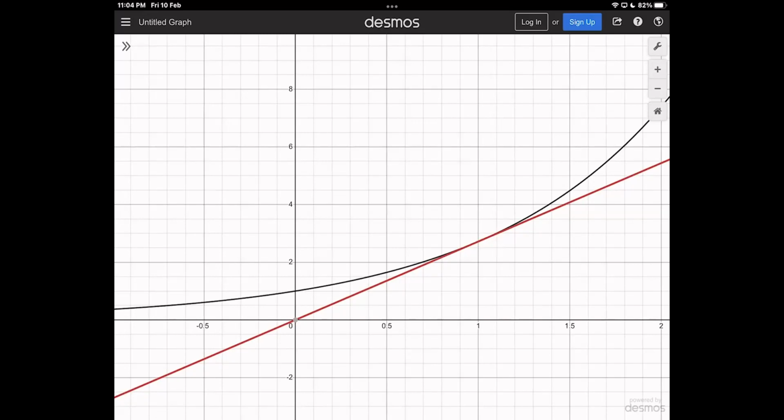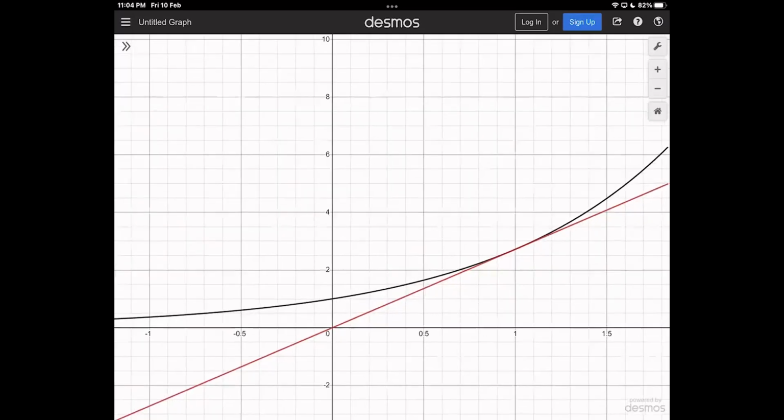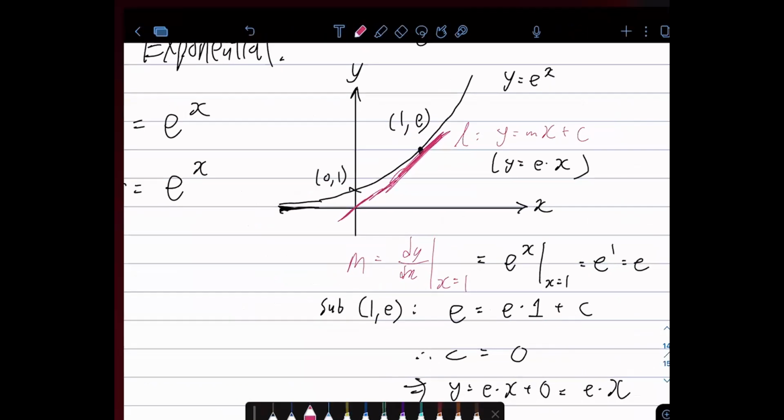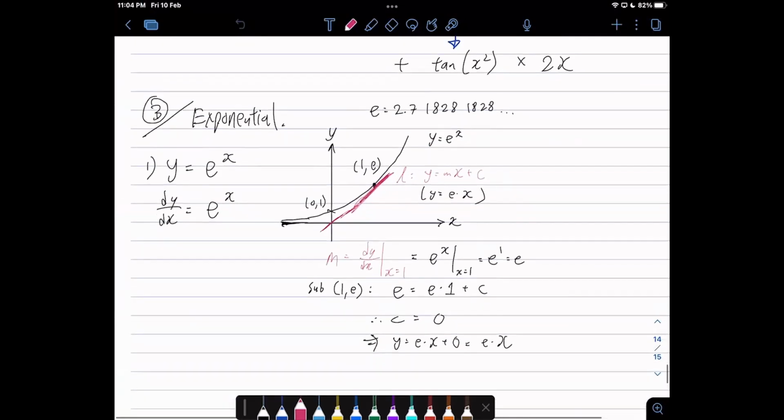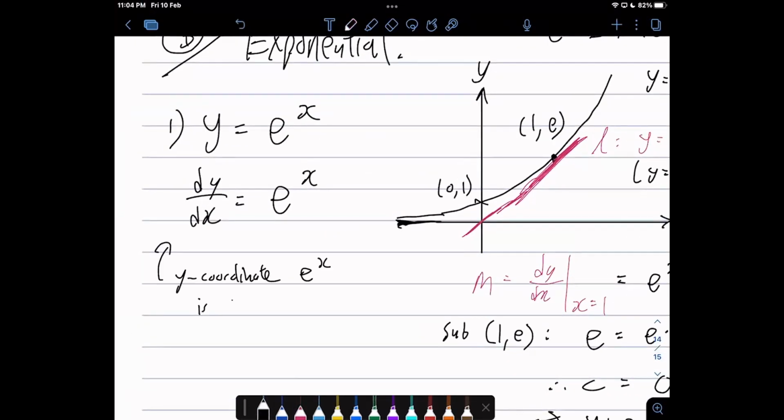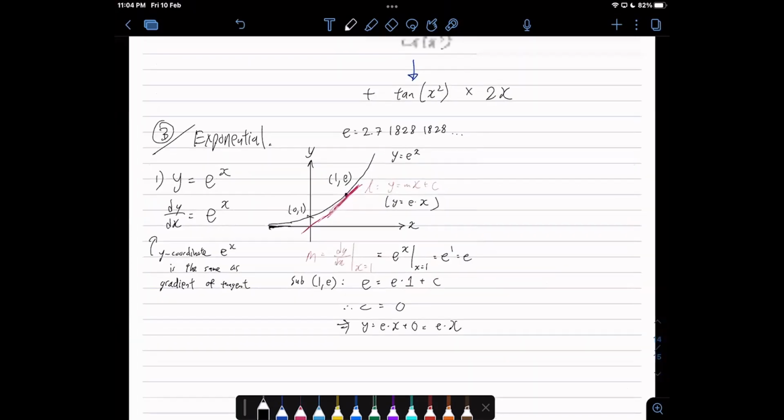So y equals e power x, dy by dx is also e power x, which basically means the y coordinate of e power x is the same as the gradient of the tangent. Just a very special function that happens to have this property. Okay, now we move on to more examples. Is that okay? Then let's go on to another example.